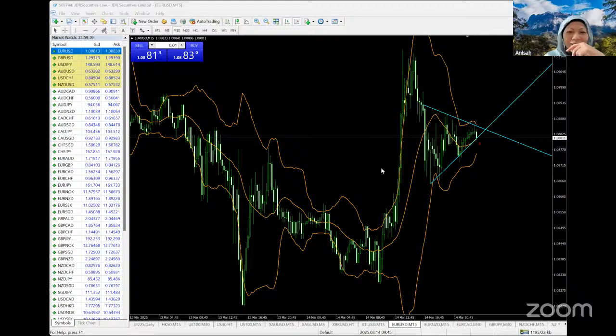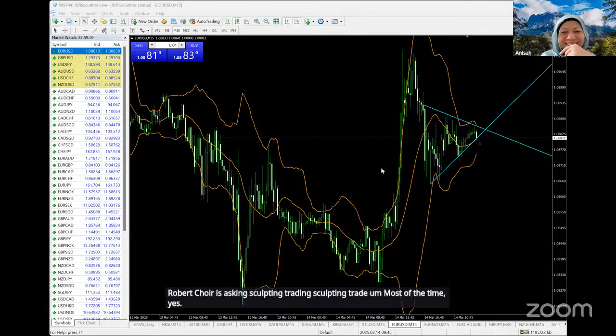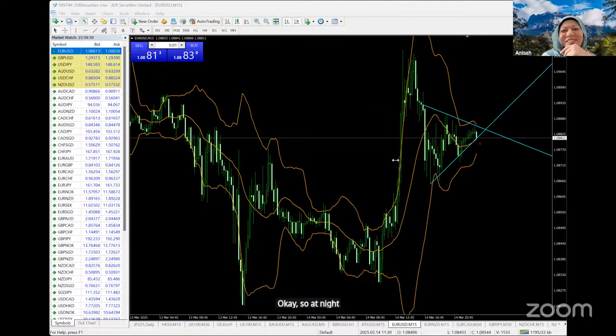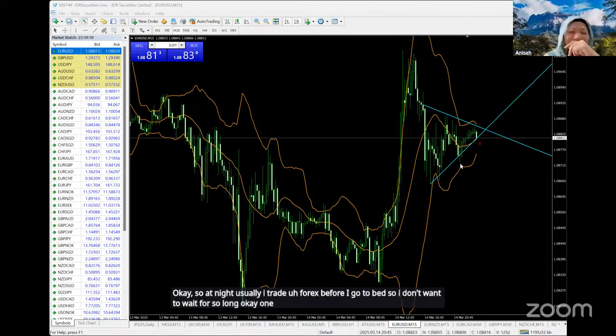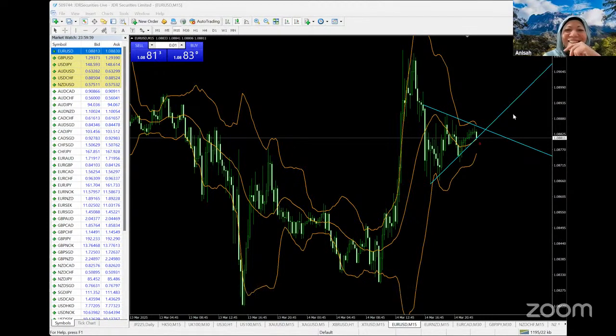Robert Chua is asking about scalping trades. Most of the time, yes. At night I usually trade Forex before I go to bed, so I don't want to wait so long. One, two, three. The most is 4 or 5 candles, or the most is 1 hour. I'll close my position and then go to bed. Yes, correct. That's why I'm using M15.